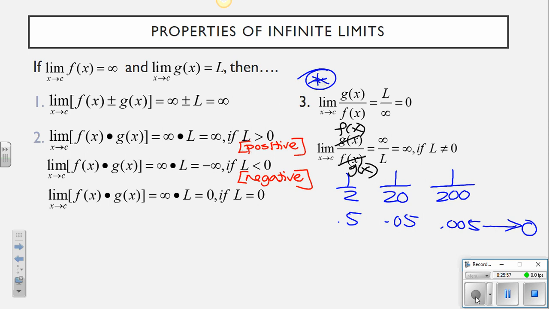Anyways, it's infinity over L. And infinity over a number that's non-zero is what? Infinity. Notice that L cannot be 0 there.